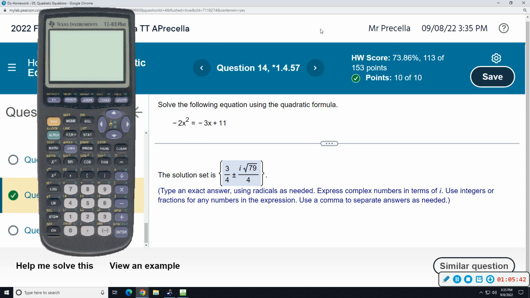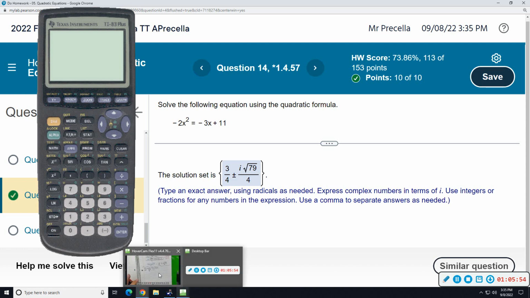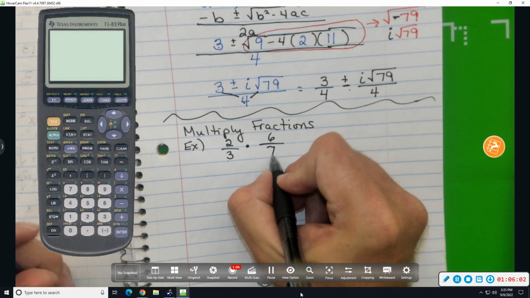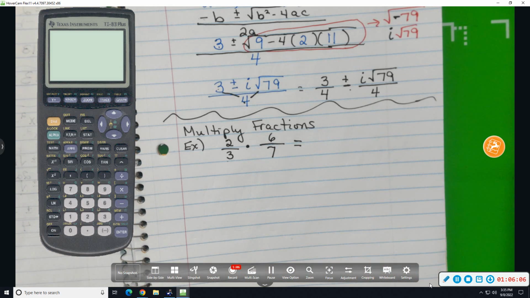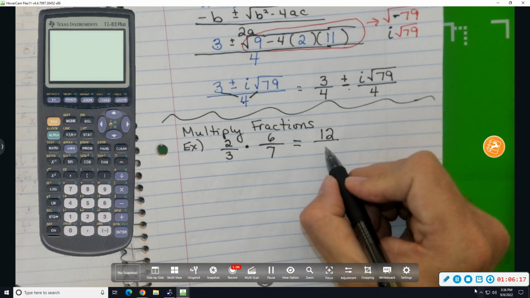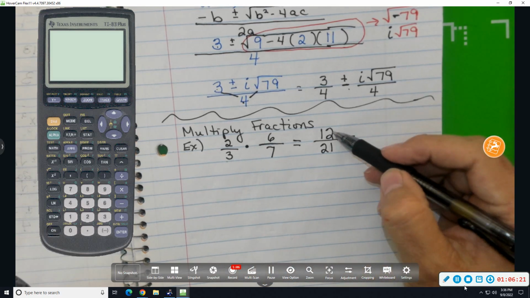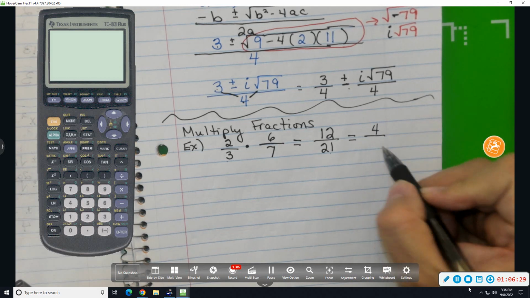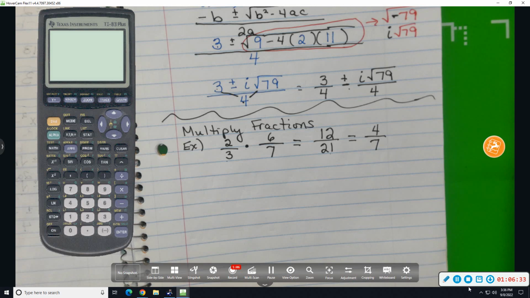Let's see. Before we do number 15, I want to review something that might not seem relevant, but it will be. Multiplying fractions. If we had something like 2/3 times 6/7, the official rule for multiplying fractions is just to multiply straight across and then cancel. You would get a 12, 2 times 6, over 21. Now, to reduce this fraction, what could I divide above and below by? 3. That would give me a 4 on top and a 7 on the bottom. But with multiplying fractions, there's something called cross-canceling that you can do also.